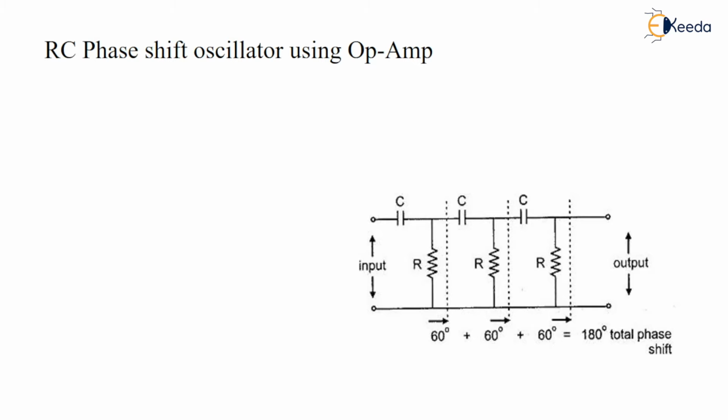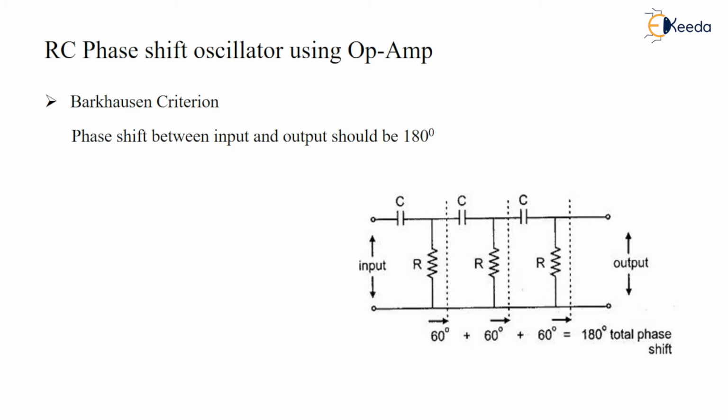RC phase shift oscillator using op-amp. We know to get a sustainable oscillation we have to follow Barkhausen criteria. The Barkhausen criteria first state the phase shift between the input and output should be 180 degrees.